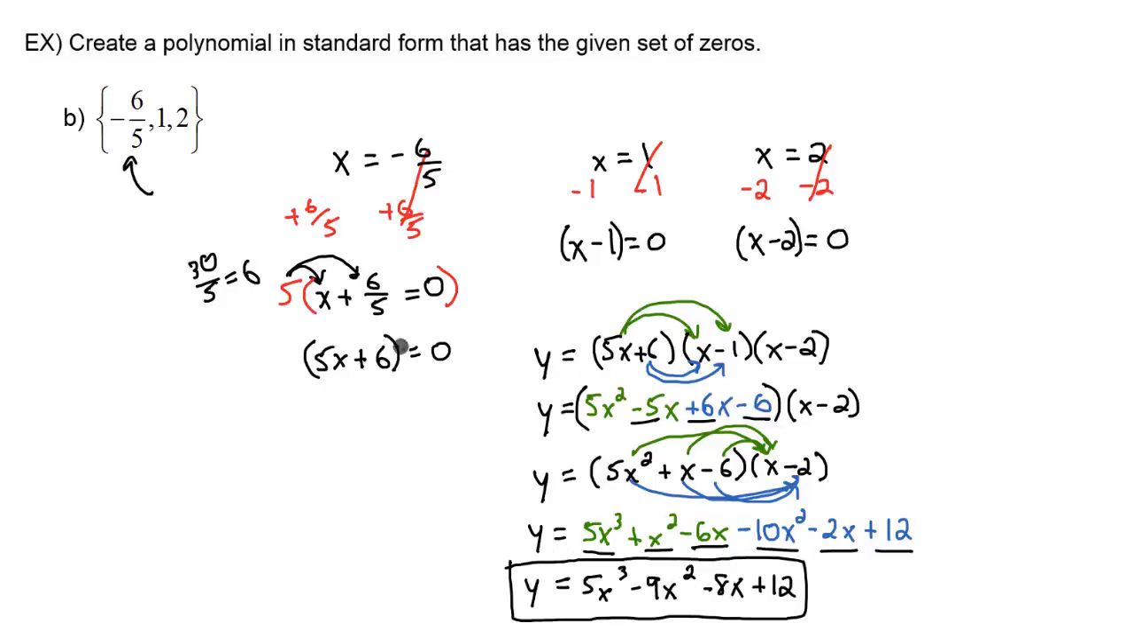So back to what we did to create a polynomial in standard form. We took our zeros, found our factors, and then distributed out those factors, and we could get our polynomial.